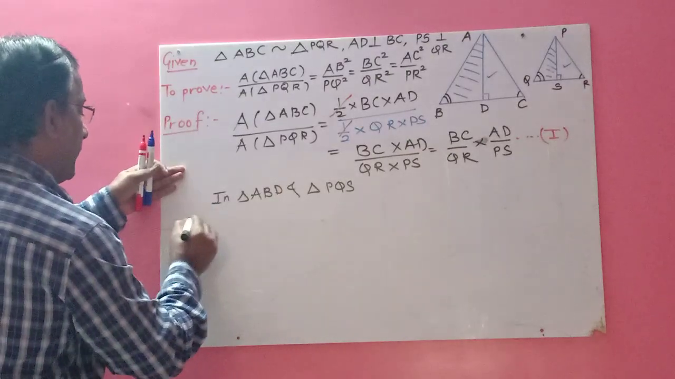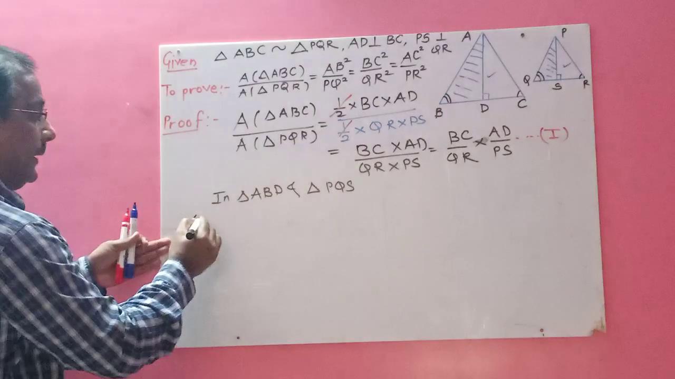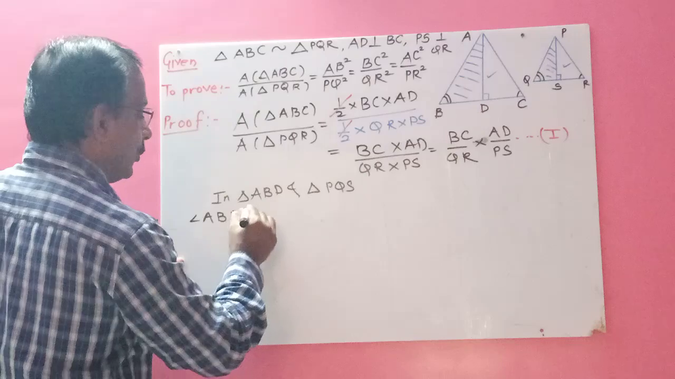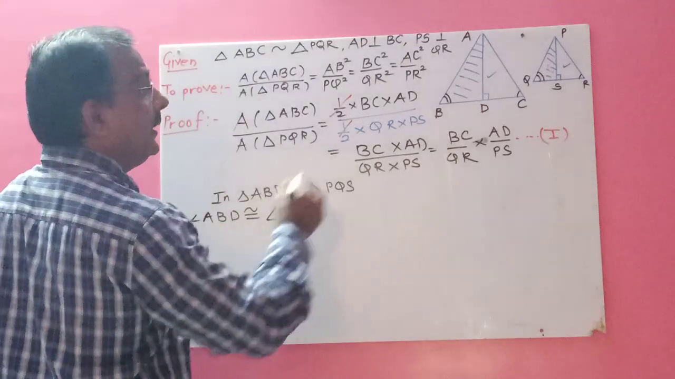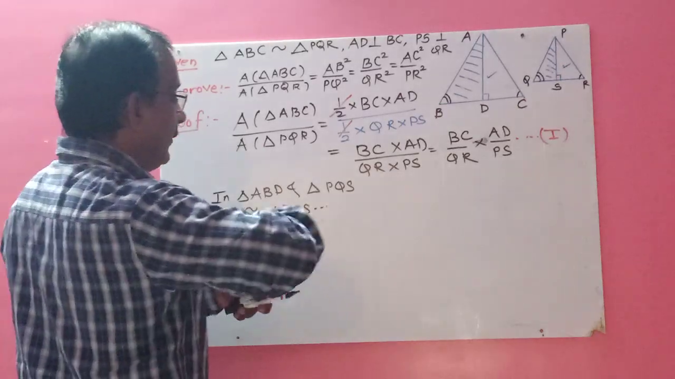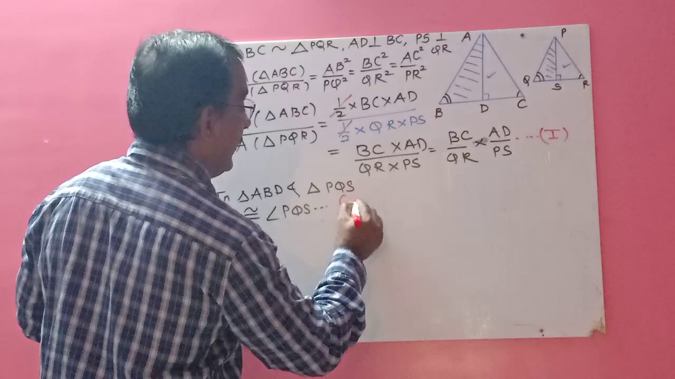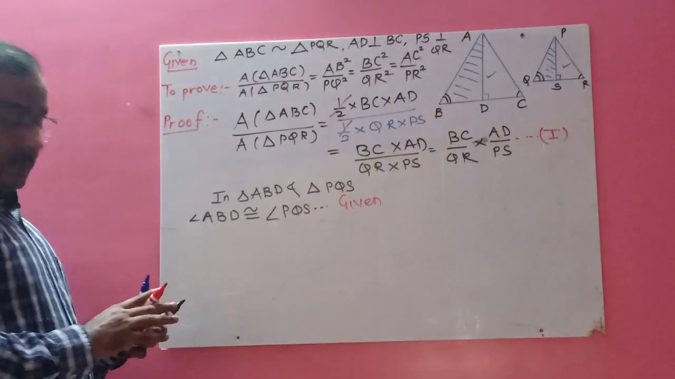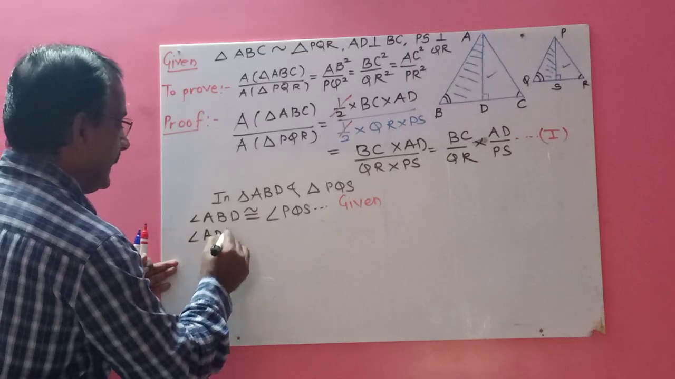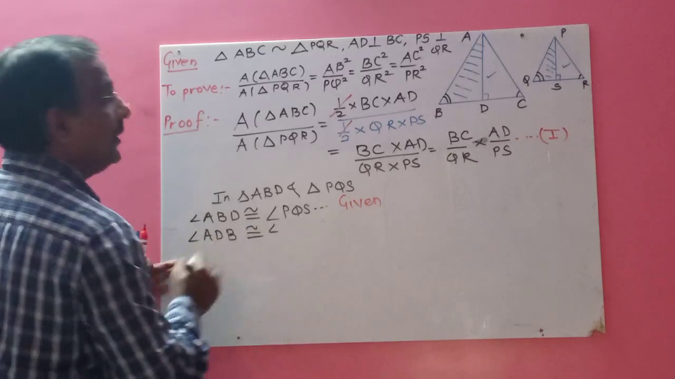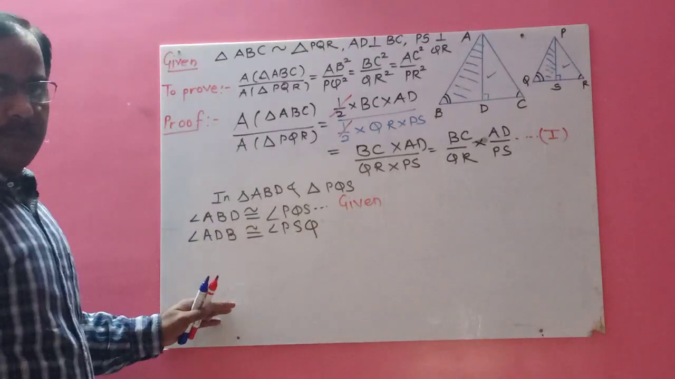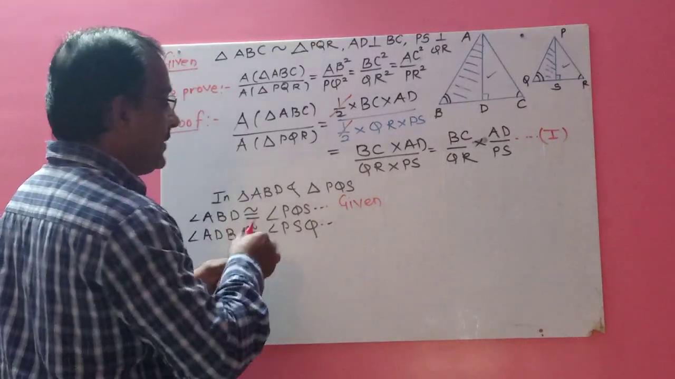That is, angle ABD is congruent to angle PQS. Reason is given. Next, angle ADB is congruent with angle PSQ. Reason is each 90 degree.